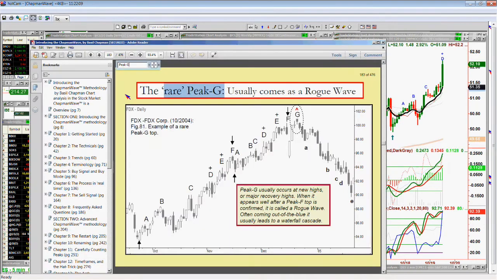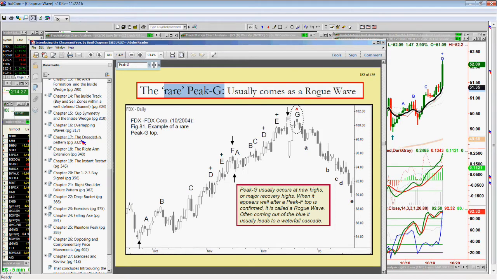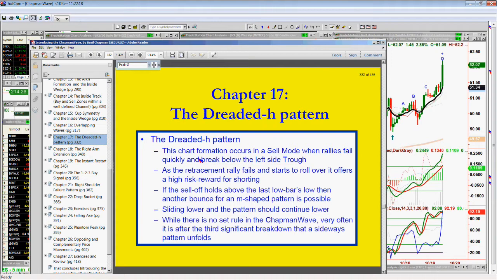This is chapter 17. And that is what we used to call, I still call it the dreaded H, because if it breaks the left side low, it is going down. And if you're long, you are wrong. So this is chapter 17. And what does it look like? It looks like this here.